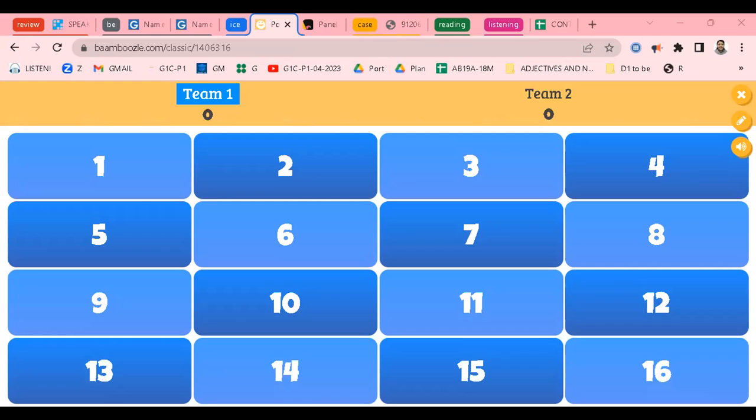Ok, let's see, we're gonna divide the class in two teams. Vamos a hacer los dos equipos. Vamos a ver, let me see. Ok, les voy a dar un número de equipo y después ya lo demás queda en sus manos. Ok, let's see. Give me one sec.